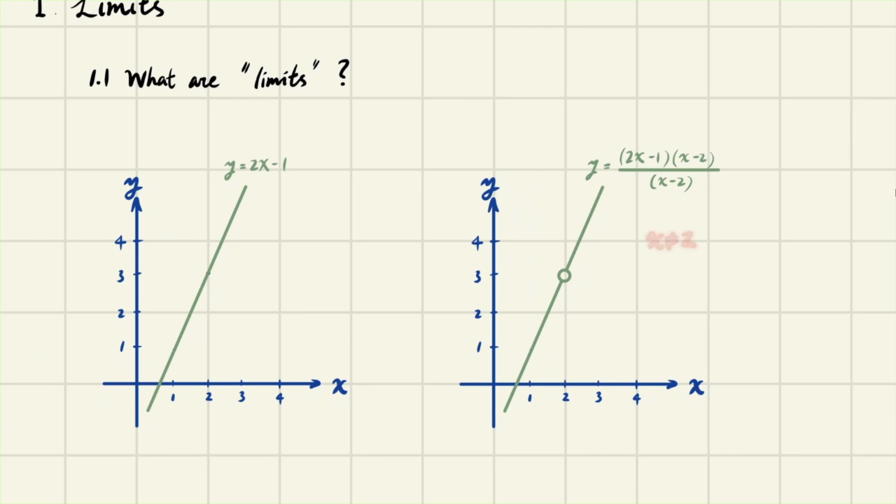Why? Because the denominator cannot be 0. So the function we give here is actually undefined at x equals 2. Okay. Now, what is the beauty of limits? What is a limit trying to see?